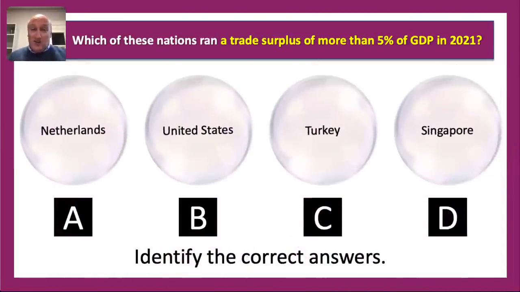Which of these nations in 2021 run a trade surplus of more than 5% of GDP? Now, I'm conscious that not every board has balance of payments on their advanced information specification, but trade surplus is still part of aggregate demand, isn't it? So which of these nations do you think run a trade surplus of more than 5% of their national income in 2021? The countries I've chosen are Netherlands, United States, Turkey, and Singapore. What do we think on this one?